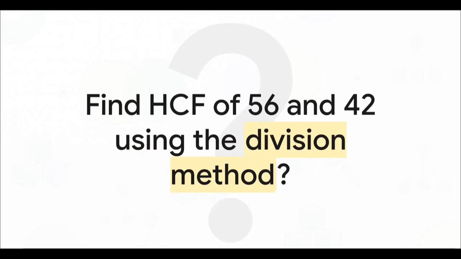So, we've built our toolkit, listing factors, prime factorization, and that speedy division method. Now I want to challenge you to test this out. Grab a piece of paper. Can you use the division method, Euclid's method, to find the HCF of 56 and 42? I'll give you a quick hint. 56 divided by 42 is 1 with a remainder of 14. If you follow the next step, you'll find the answer is exactly 14. Give it a shot.